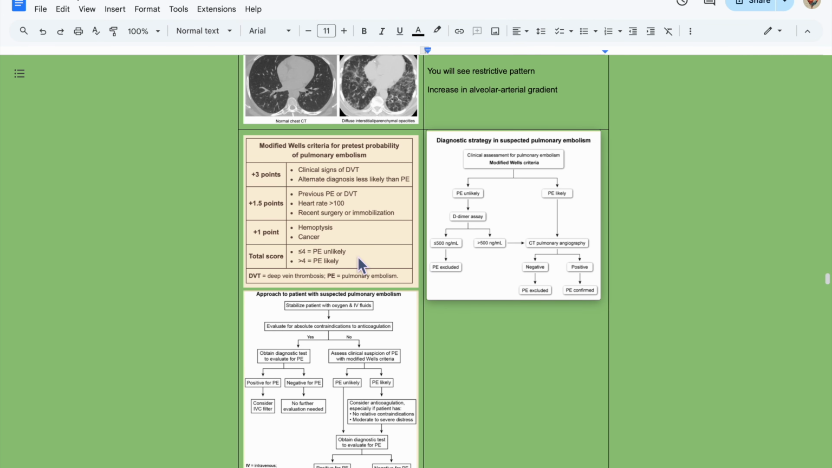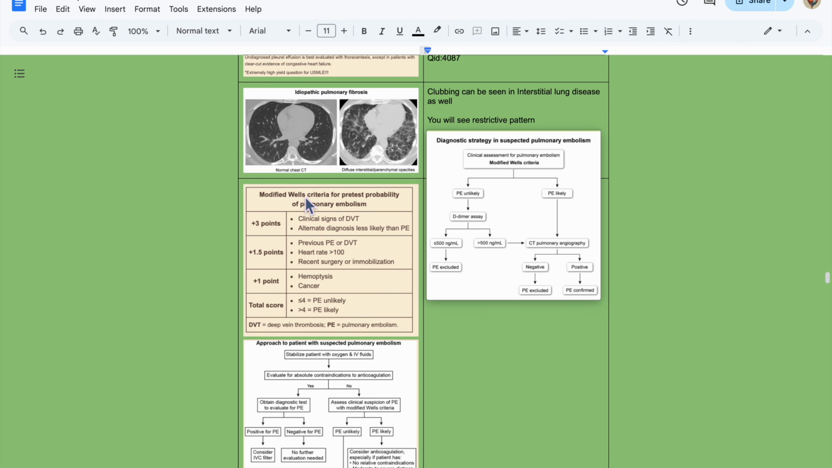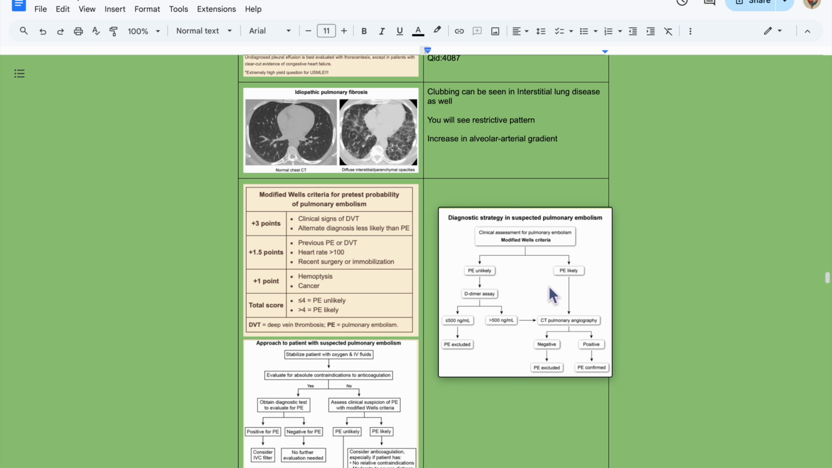All right. So we're going to be talking about modified Wells criteria for pretest probability of pulmonary embolism. This is what the algorithm was. If PE is unlikely, you do D-dimer. If it is likely, you do CT scan, and if it's positive, it's confirmed.